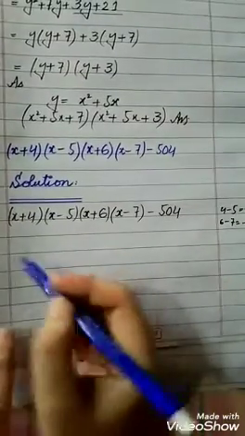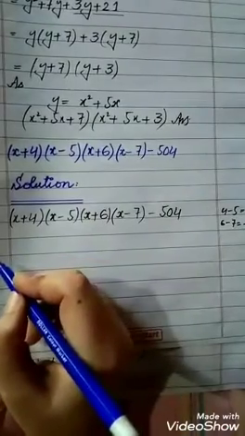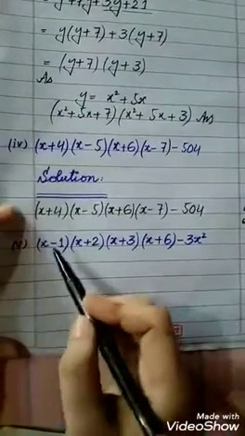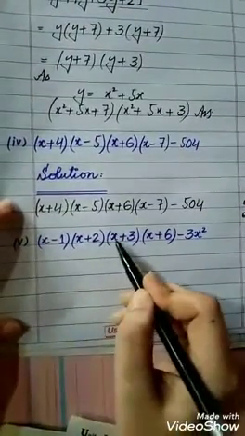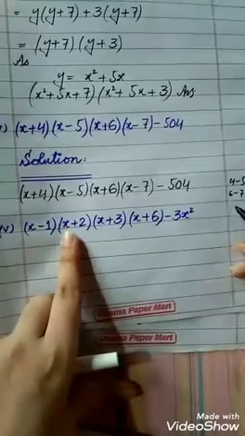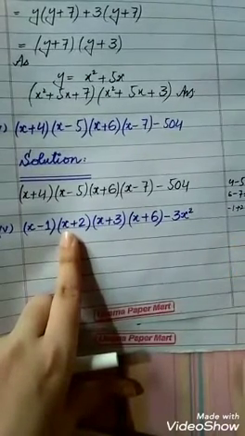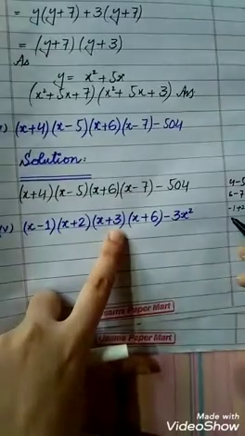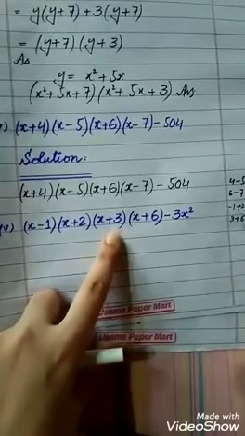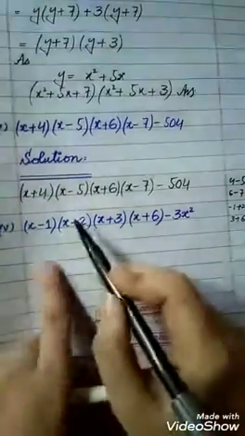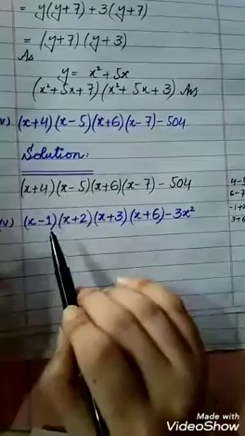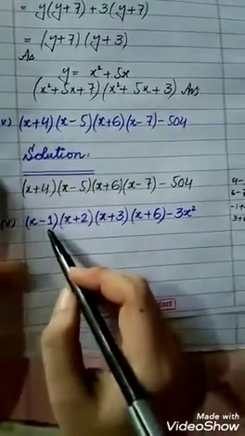Suppose part 5 is x plus 1. Now we have to check the pairs: x minus 1, x plus 2, x plus 3 and x plus 4. How to make pairs? If we make a pair of the first and second, then -1 plus 2 is 1. The third and fourth, 3 plus 6 is equal to 9. It means we can't take these expressions in such an arrangement. We have to change the arrangement ourselves. So how can we do that?